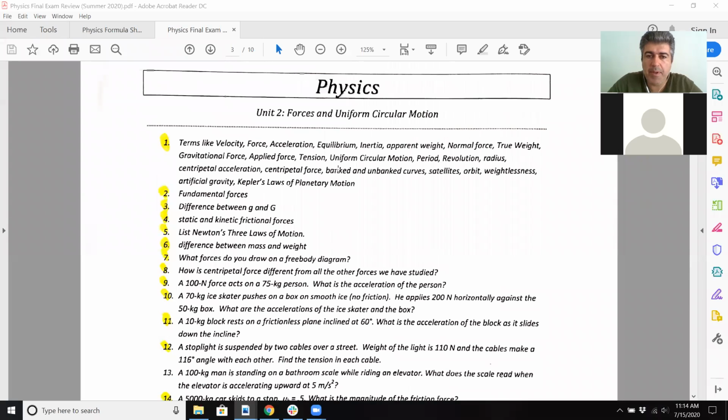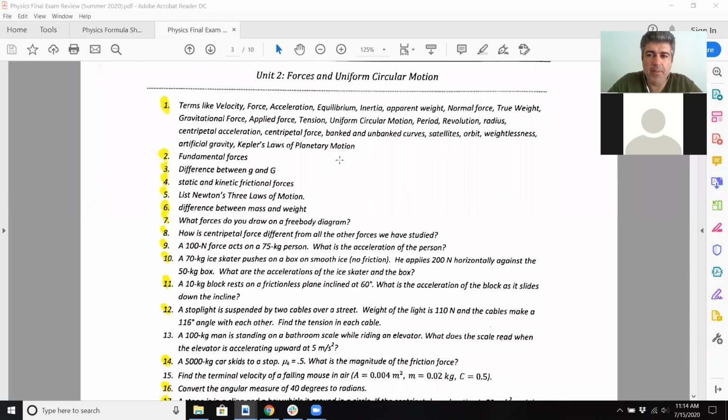So we're going to talk about Unit 2, or forces in uniform circular motion. We did forces during week 2. Make sure you know the terms: velocity, force, acceleration, equilibrium, inertia, weight, normal force, true weight, gravitational force, applied force, tension, and so on. Actually, some of you probably don't need to know all of these. Probably should have crossed these off.